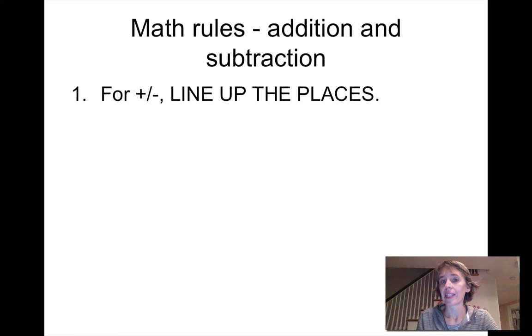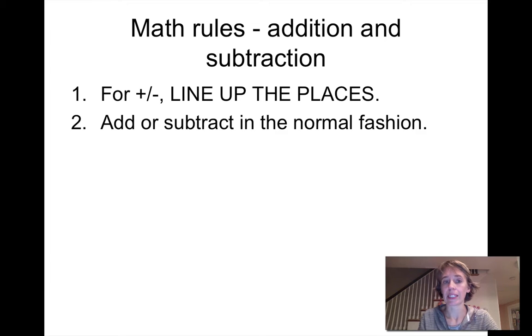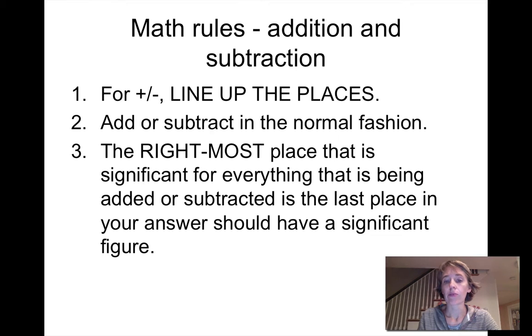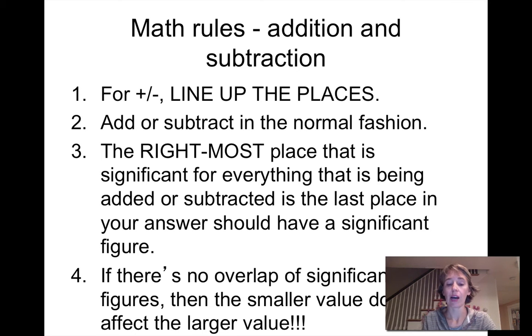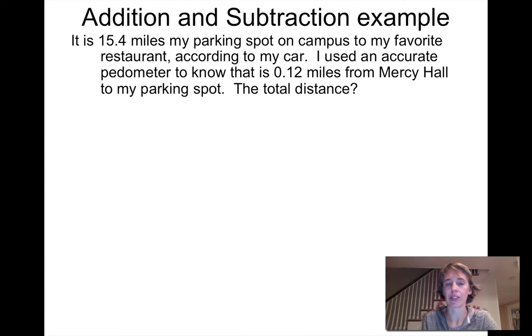The rules for adding and subtracting are a little bit different. The process is to first line up the numbers that you're adding and subtracting by their decimal places. Then you add or subtract like you normally would. And the rightmost decimal place that has significant figures in it for everything being added or subtracted, that's where you should have digits in your answer. If there's no overlap of digits, then the smaller value actually doesn't affect the larger value. So let's look at some examples of this.